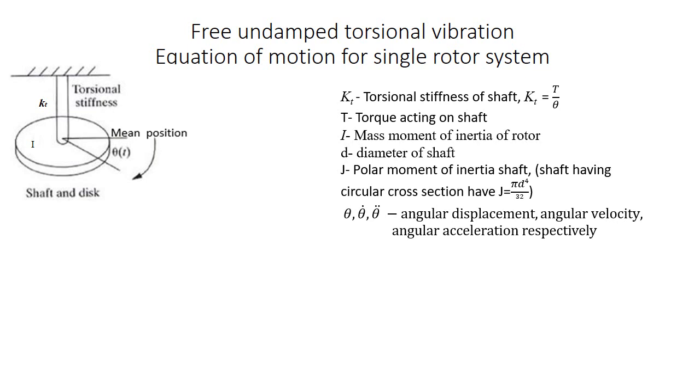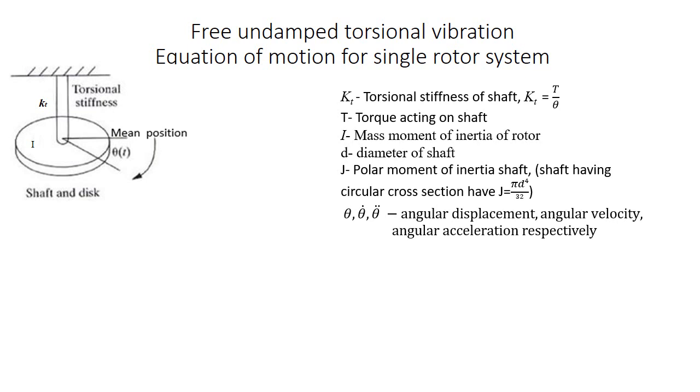So it is represented by the notation Kt, which is the torsional stiffness of the shaft. So Kt is equal to T by theta, the torque required to give a unit angular deflection to the shaft. So it is this torsional stiffness which will help the system to restore to its mean position, or it is this resisting force which will prevent the rotor from displacing from its mean position.